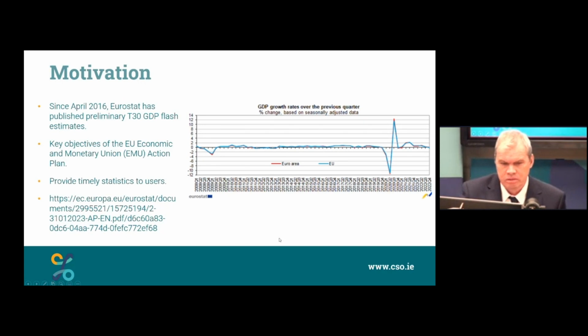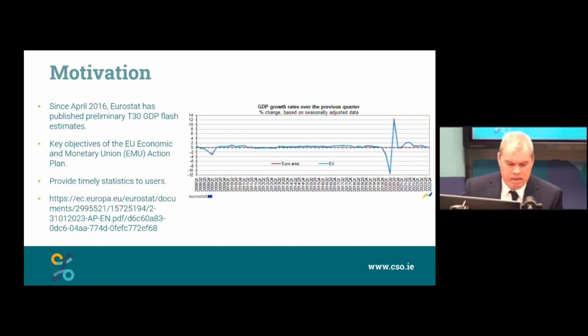So just to give some context to it, Eurostat, the agency that does the statistical information for the European Community, has been producing a T plus 30 GDP flash estimate since April 2016. It's part of the objectives of the Economic and Monetary Action Plan, to get the timely statistics out there on GDP, which is the measure that's comparative across European member states. The infographic just shows you the type of thing that's produced.